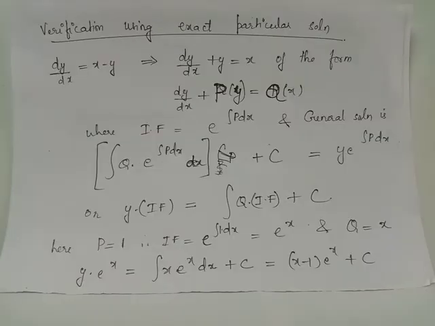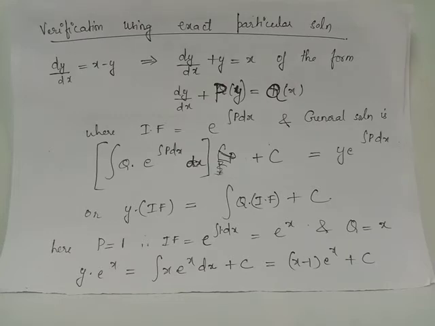Now let us verify the solution. We have dy/dx = x - y, which can be rewritten as dy/dx + y = x, which is of the form dy/dx + p y = q(x). For this kind of differential equation, we find the integrating factor e^(integral p dx), and the general solution is written as integral of q times the integrating factor plus c equals y times e^(integral p dx), where y is the dependent variable which occurs along with the function p.